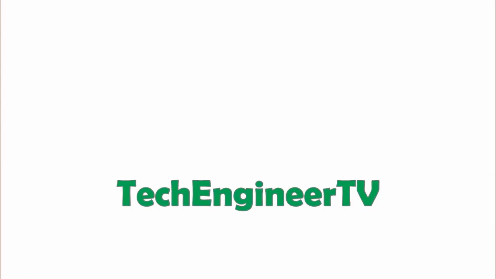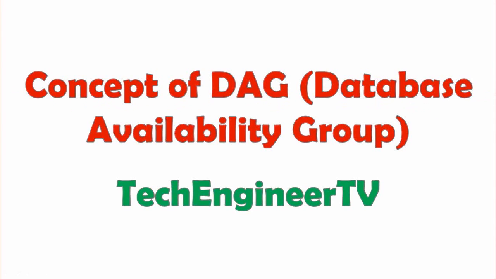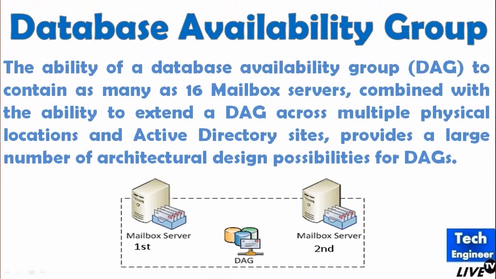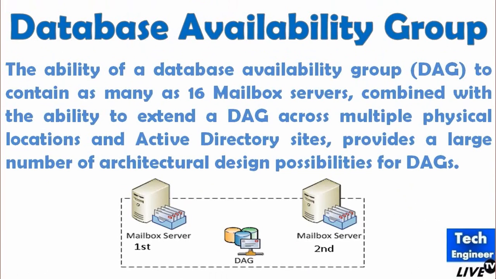In this tutorial, I'm going to discuss the concept of DAG, which is known as Database Availability Group. A DAG can contain as many as 16 mailbox servers, combined with the ability to extend a DAG across multiple physical locations and Active Directory sites, which provides a large number of architectural design possibilities for DAG.